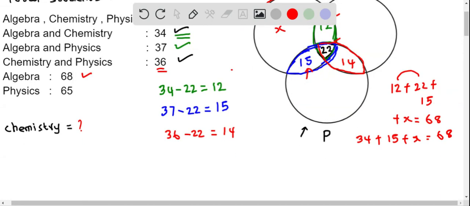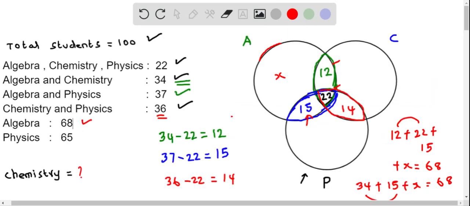So let's solve for x from this equation. 34 plus 15 is 49. So we get 49 plus x equals 68. So from this we can determine x, which is 68 minus 49, and this gives x equals 19. So I'm going to replace x by 19 over here. So this is the number of students who have taken only algebra.